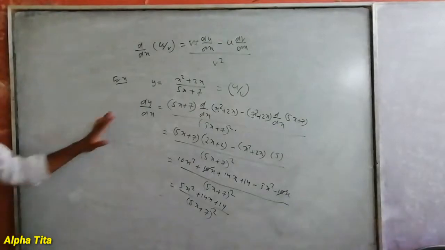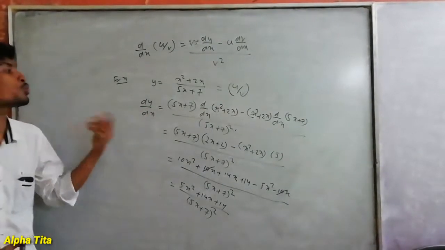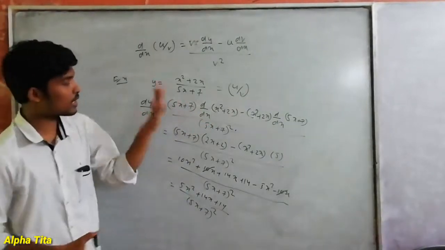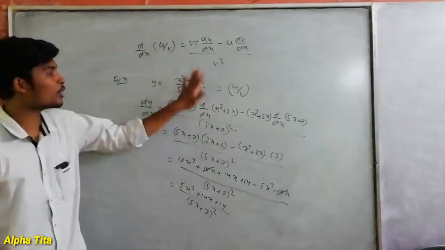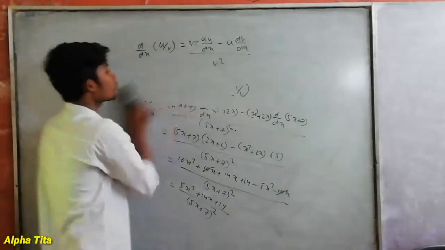Okay, the simple things you have to use, and I find out the derivative. There is no need to use the product rule or quotient rule, nothing to worry about. You just have to remember the formula, and using this formula you have to calculate this. Okay, so next you have to go to the next step.